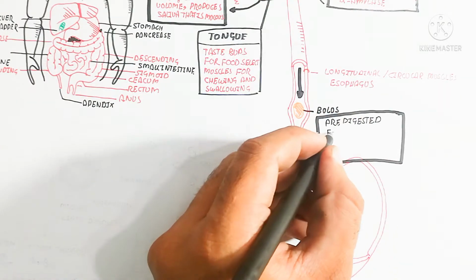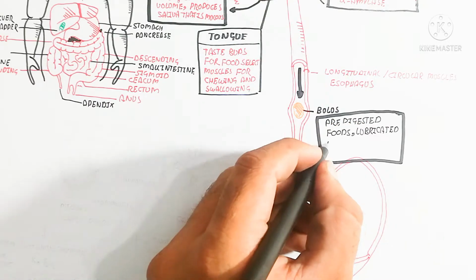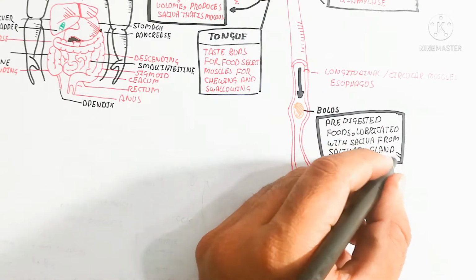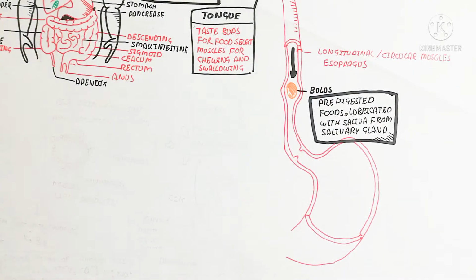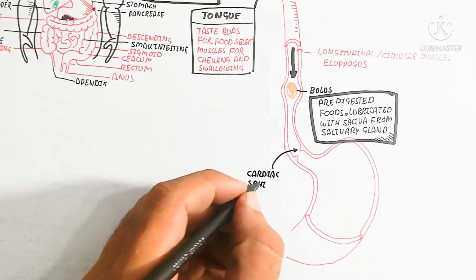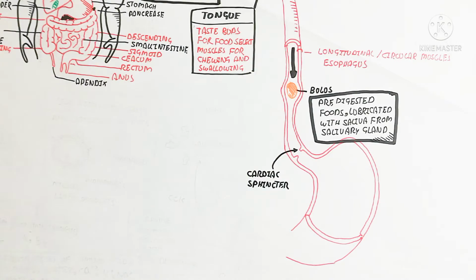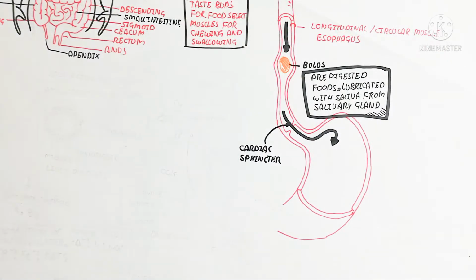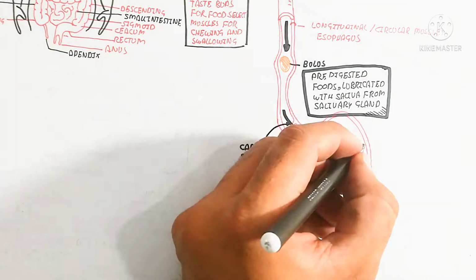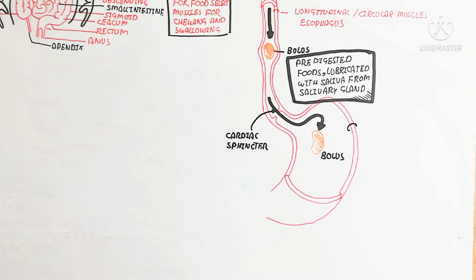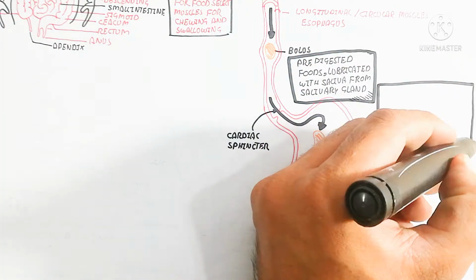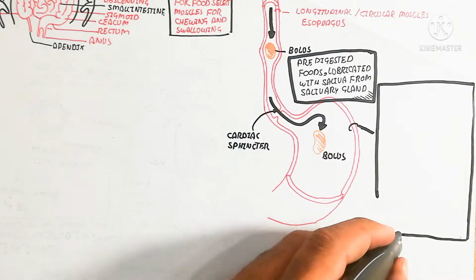An important thing here is that pre-digested food lubricated with saliva from the salivary gland is known as bolus. The bolus is basically not digested, but it is lubricated and has undergone semi-digestion of the amylopectin. So it is pre-digested food, and it goes through the cardiac sphincter, which opens to move it into the stomach, where protein-containing food will be partially digested.